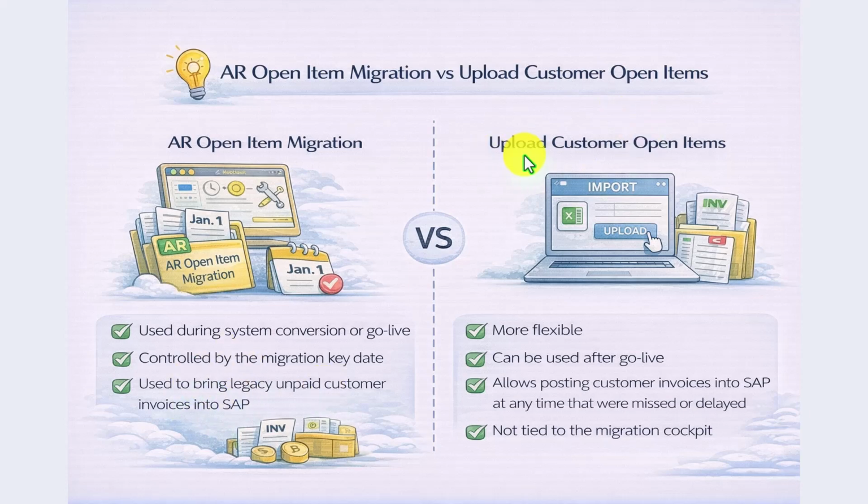Now, what about upload customer open items? This is more flexible. This can be used after go live. It means that if we are in the year 2026 today, then we can upload those customer invoices which are for the current period. It can be used after go live. It allows posting customer invoices into SAP at any time that were missed or delayed. It is not tied to the migration cockpit.